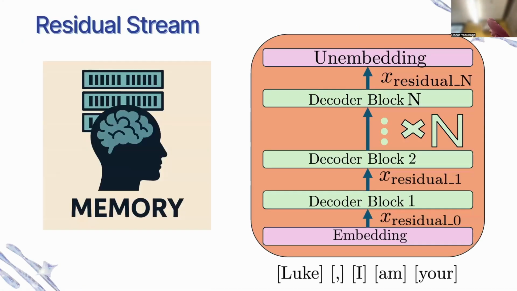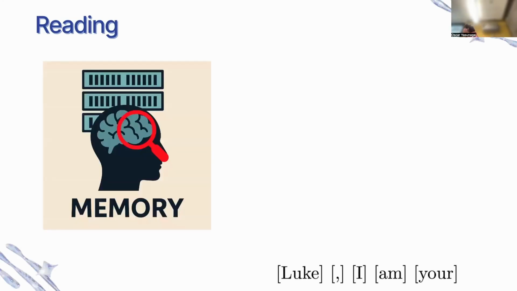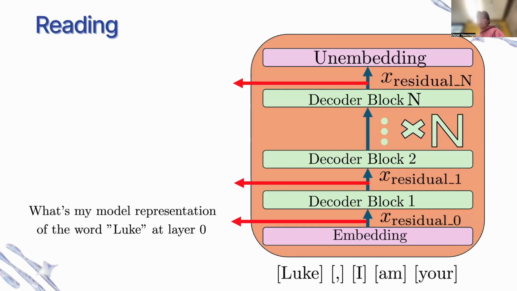Residual stream, another analogy is the memory of the model. It's how you understand the model, or how the model stores or updates information. If you're reading from it, this is often asking questions like, what's my representation of the word Luke, or what's my representation of the word bomb at layer 0? And then you might do it over and over again. All these arrows are just hooks, where you're caching the activation of these vectors after each decoder block.